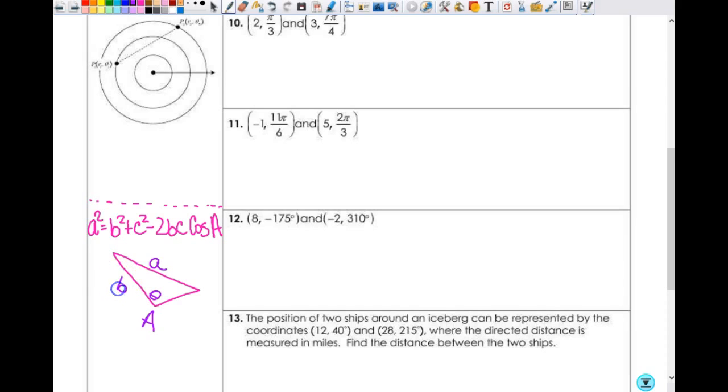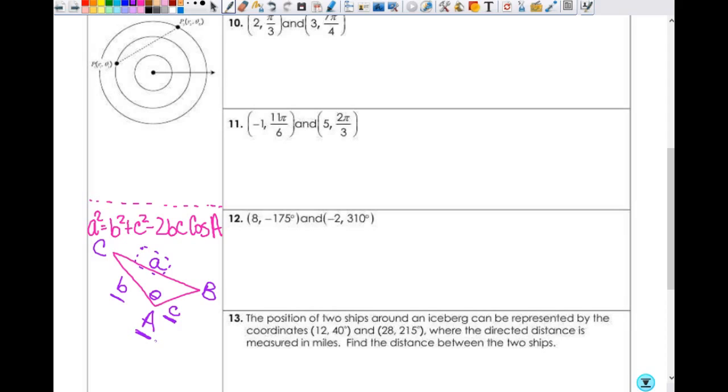So if this is little b and this is little c, that means this is capital B and this is capital C, right? In order to find A, this length here, we would have to know 2 side lengths and the included angle, right? That's in a nutshell what the law of cosines is. It allows you to find that missing side when it's not a right triangle if you know the side-angle-side part of it, okay? So let's look at how that works here.